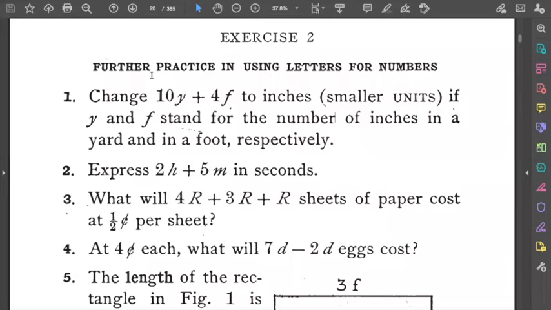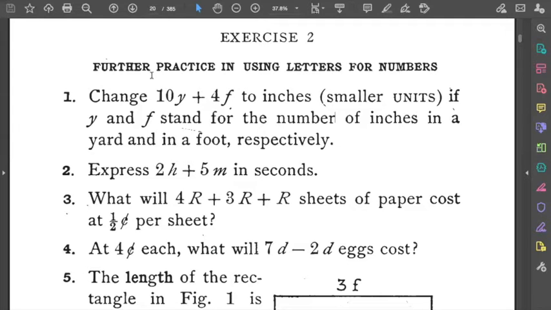Plus 5 minutes. So convert your 5 minutes into seconds and then you just add. What do you have for 5 minutes in seconds? 300 seconds. Good. So 7,200 seconds plus 300 seconds, what do you have? 7,500 seconds. Yes, 7,500 seconds. Good.